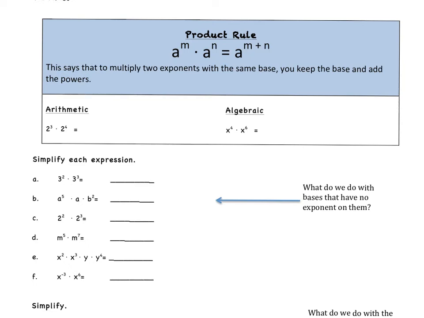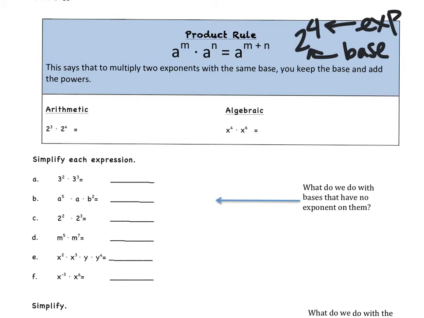7.2, the product rule. The product rule says that to multiply two exponents with the same base, you keep the base and add the powers. Remember, in any exponent, for example, 2 to the fourth, 2 is your base and 4 is your exponent. So in order for you to be able to use the product rule, your bases must be the same.